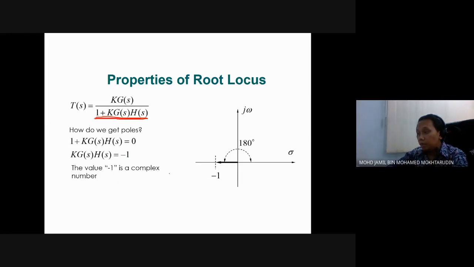-1 is a complex number. If you plot -1 in the S-plane, it's this vector. This vector has magnitude M equals 1 and the angle is 180 degrees measured from the real axis. So you can define KGH in terms of magnitude and angle like this: 1 angle 180 degrees.